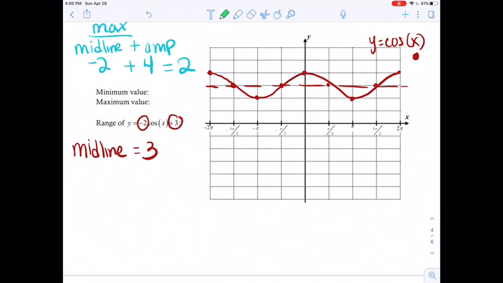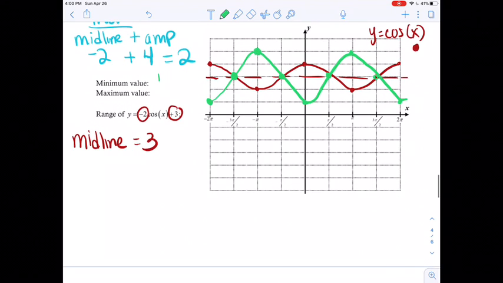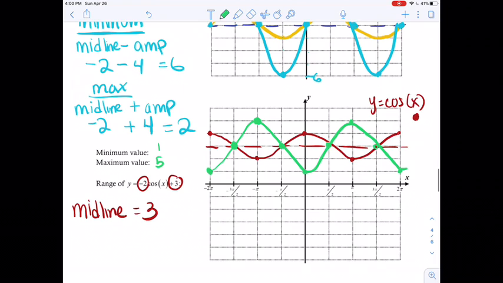So when I graph my new cosine function, I'm going to reflect it over this new midline, and instead of just going 1, I'm going to go 2. Then back to the midline. And then on the other side, up 2. Looking at my function here, my minimum value is at y is equal to 1, and my maximum value is at 1, 2, 3, 4, 5.